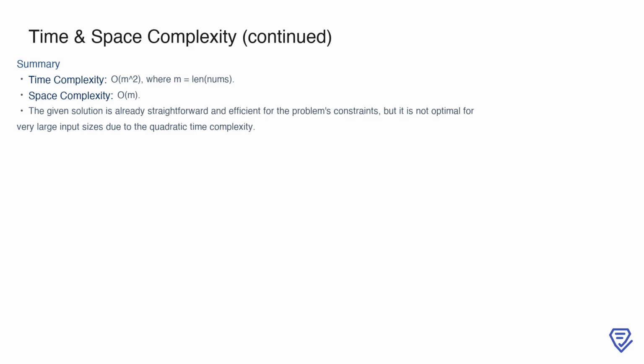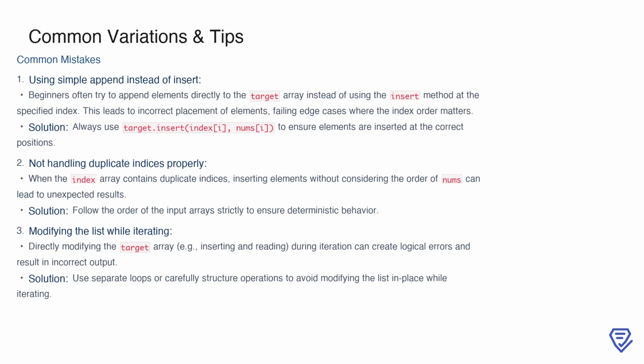ensures clarity in implementation. When tackling this problem, there are a few common mistakes that developers often encounter. First, a frequent error is using the append method instead of insert. While appending adds elements to the end of the list, the insert method is crucial here because it places elements at the specified indices. Without using insert, the placement of elements in the target array will be incorrect, especially when the index order is crucial.